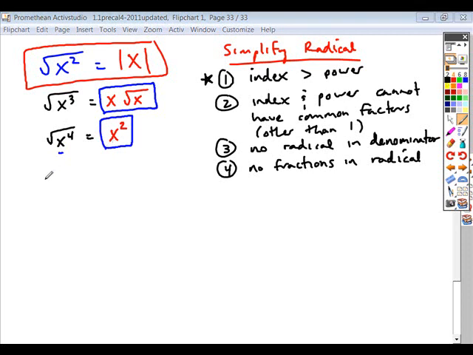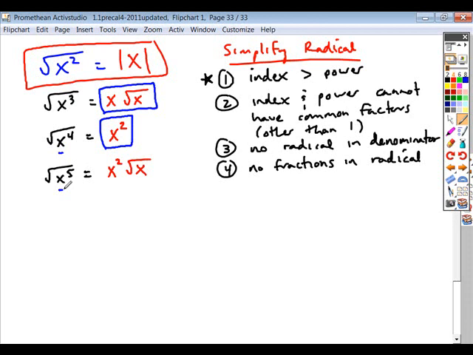Okay, let's keep building on this. All right, what about x to the fifth? So when we simplify this, we now have how many groups of 2? We can remove 2 groups of 2. How many x's are left inside our radical? 1. And so now we need to go back and test.